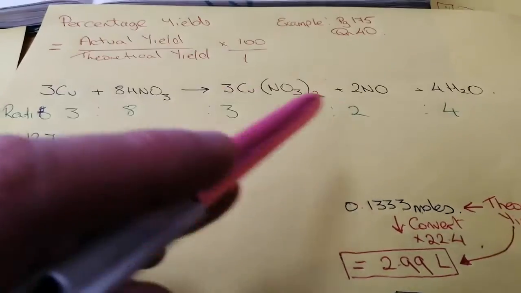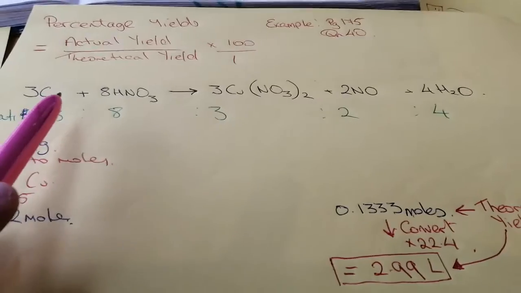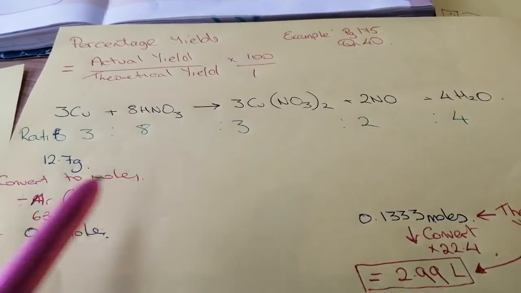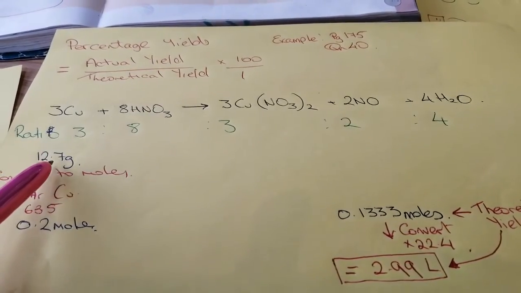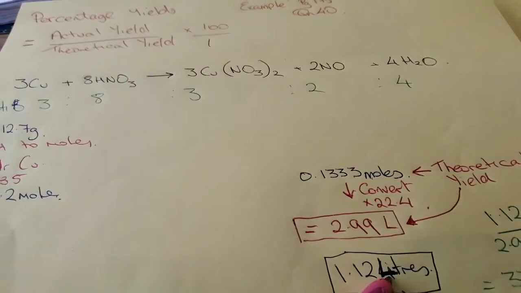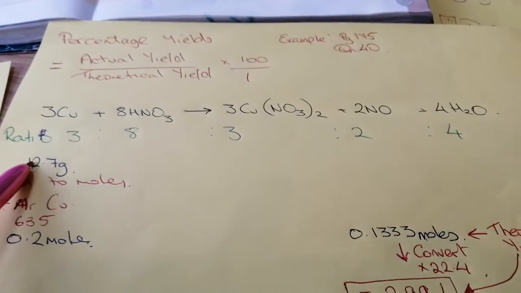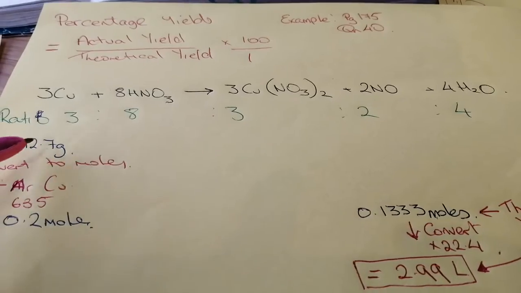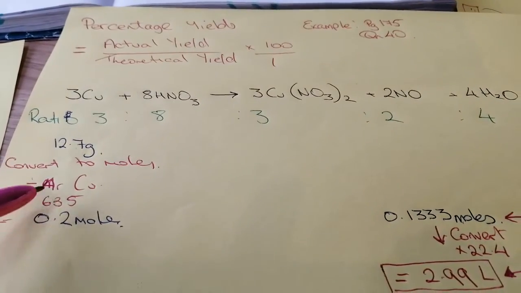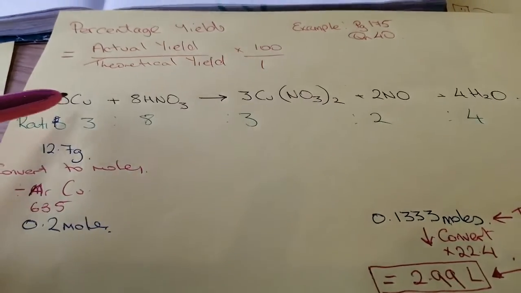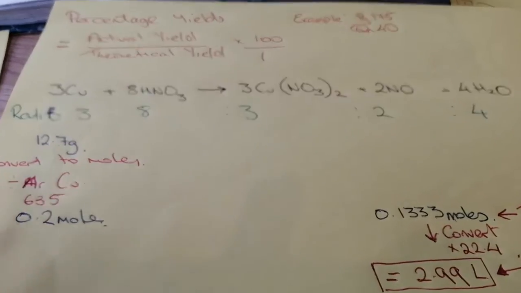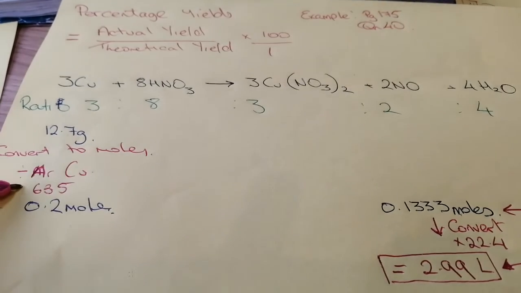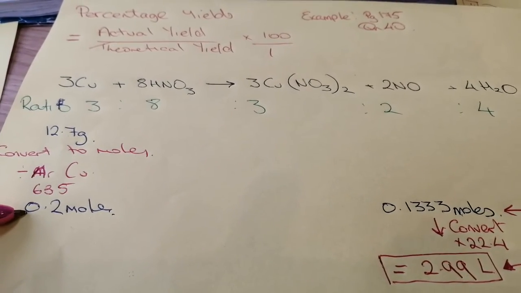So let's go through that again. Balanced chemical equation, always write it out. Then put in your ratio. Then take whatever information they give you from the question. They gave me two bits of information in this question: the starting amount and my actual yield. I'm going to work from the starting amount first. They give me 12.7 grams of copper. I have to convert that to moles, so I divide it by the atomic mass of copper. The reason I say atomic mass is because copper is an element and not a molecule, just for those of you who are wondering. So 12.7 divided by 63.5 gives me 0.2 moles.